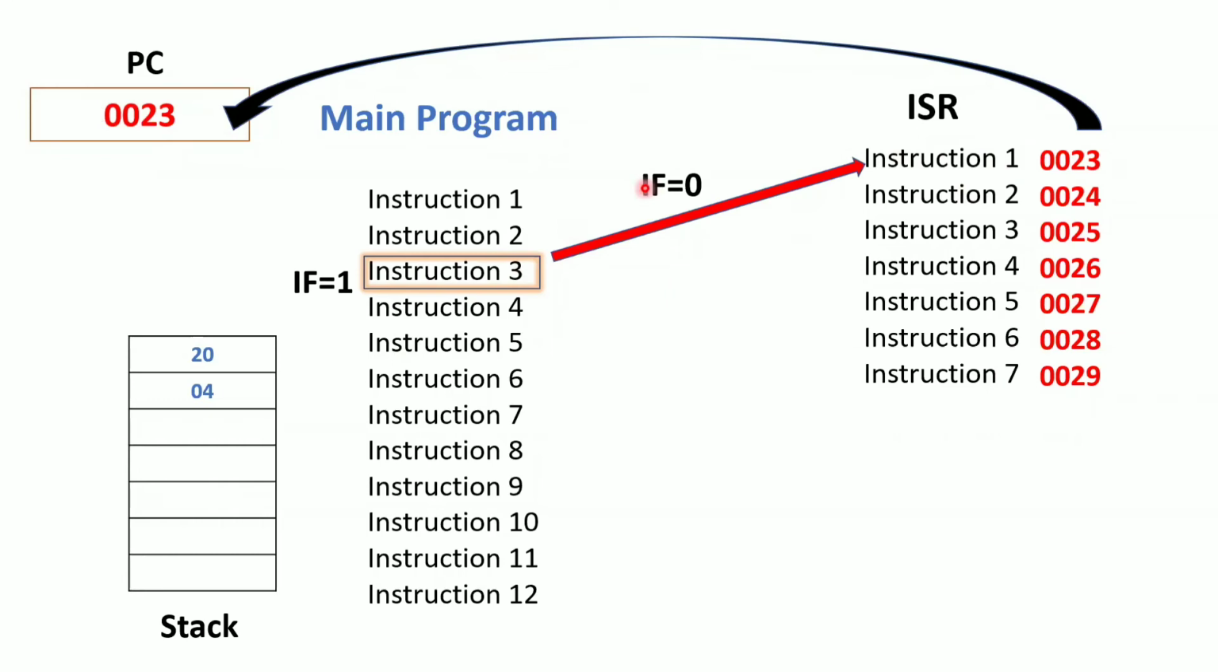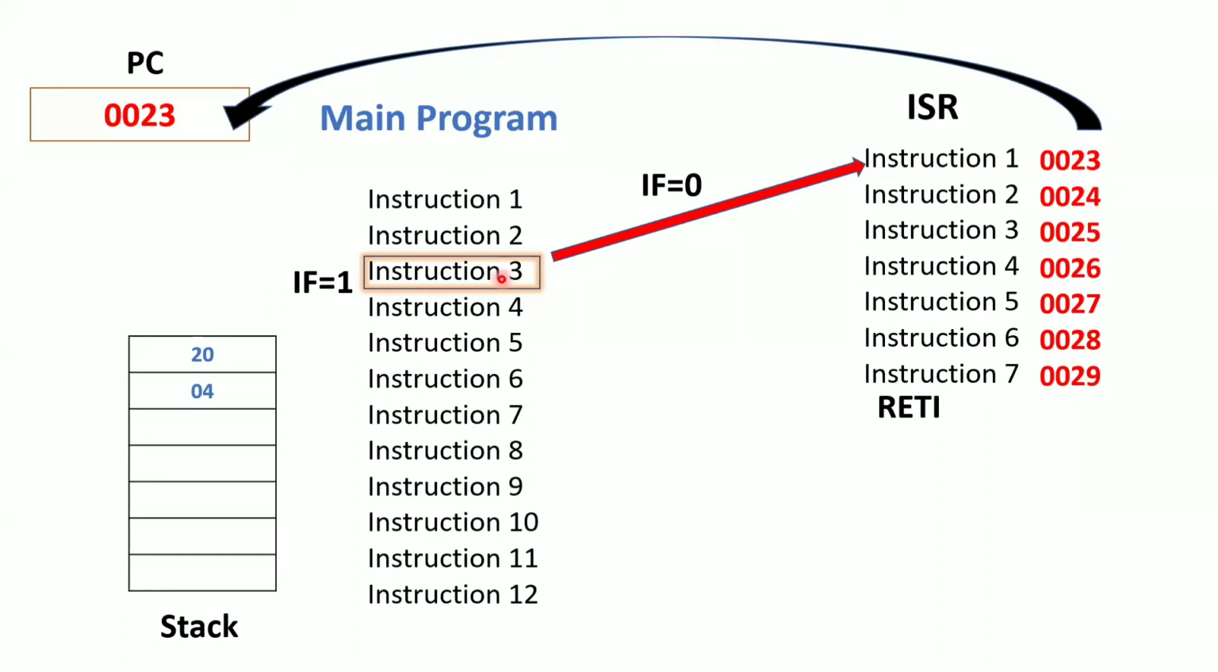So before going to the ISR, the interrupt flag becomes 0. Now it will keep on executing this instruction. Once it is finished, it has to return to the main program. Now who will write this ISR? Programmers. Programmers means who? You and me.